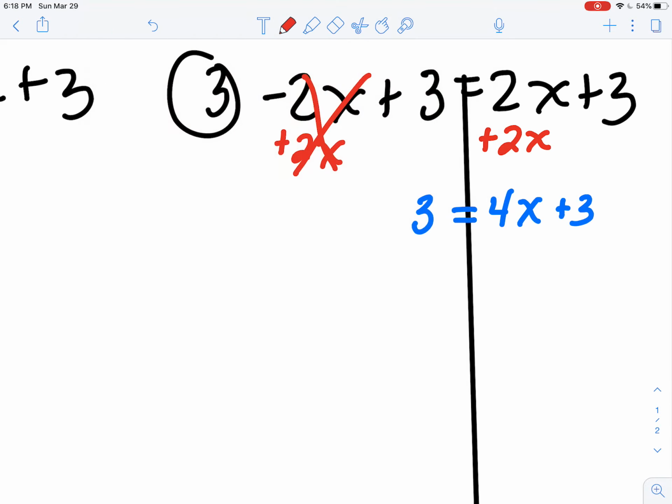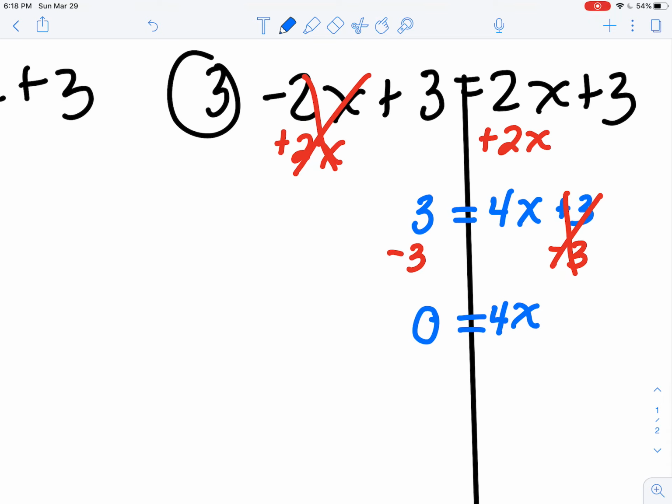Okay. Now I have a two-step equation, so I want to add or subtract the number without the letter, which is the plus 3. The opposite of adding 3 is subtracting 3 on both sides. Now, 3 minus 3 gives us 0. I do not just leave this side blank. I have to put the number 0 because that's what 3 minus 3 is. Drop down the equal sign, drop down the 4x.